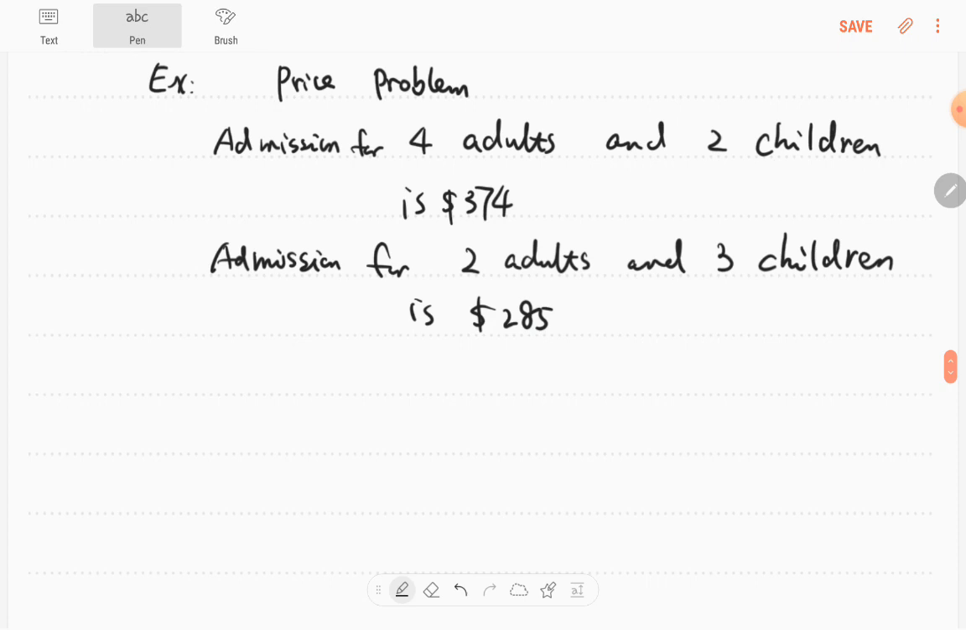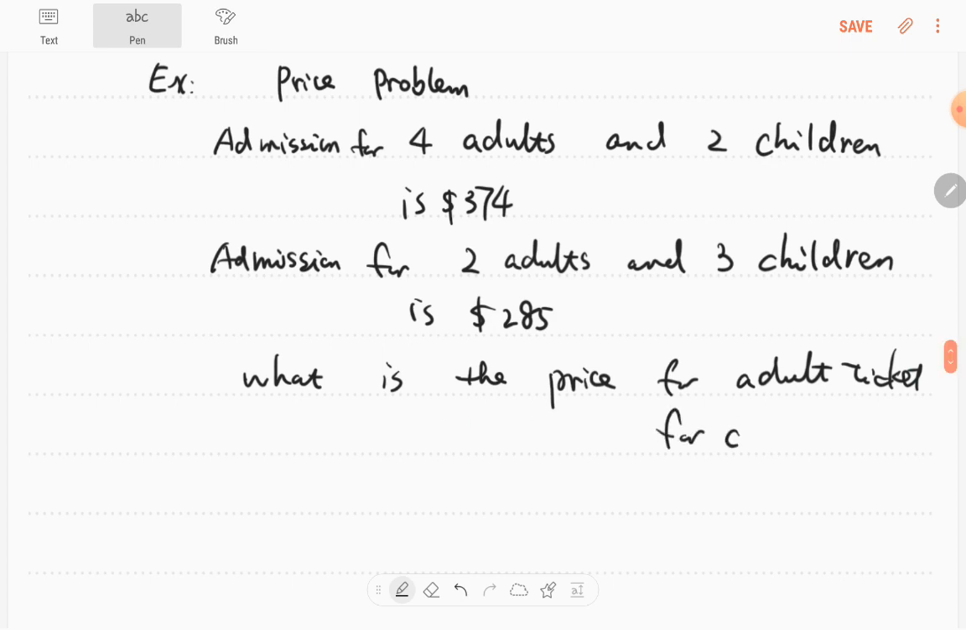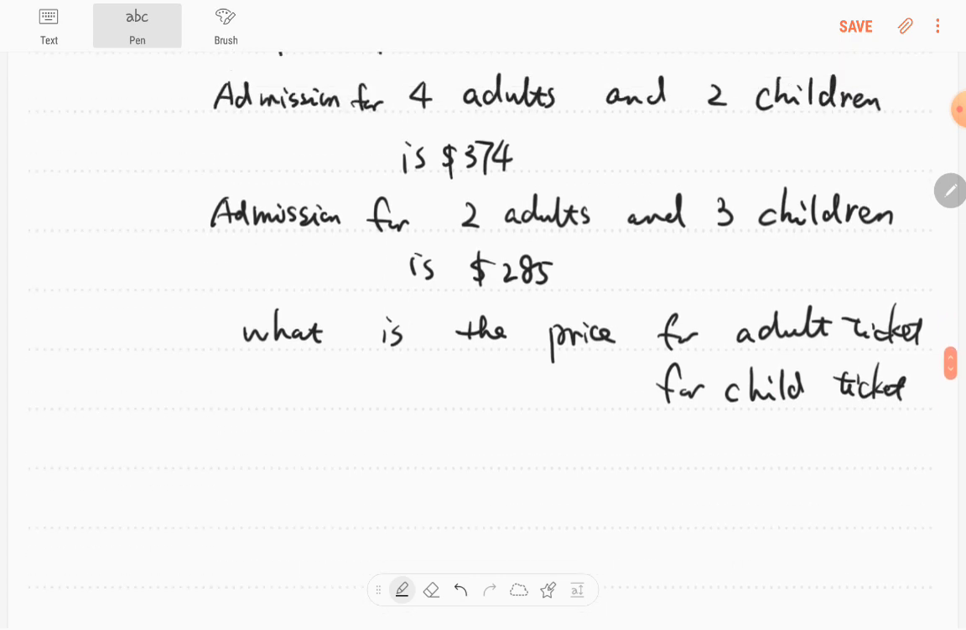Now we are interested in what's the price of the adult ticket, and we also want to know the price of the child ticket. Okay, so we are interested in what is the price for adult ticket. Also want to know the price for the child ticket. We know the adult ticket and the child ticket, the prices are not the same.